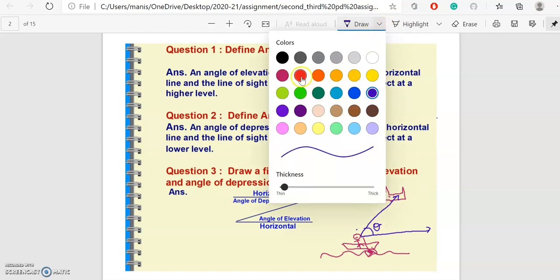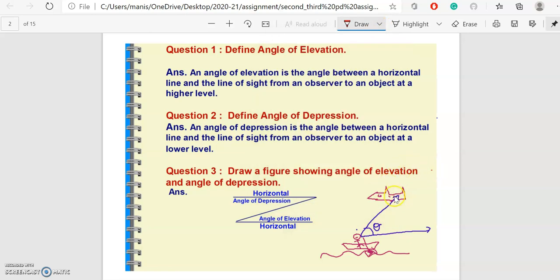Now let's see another case. A person sitting in the plane looks at this man over here. So the angle which will be formed is like this. Angle of depression is the angle between a horizontal line. In this case, the horizontal line for this person sitting in the plane is this one. So angle of depression is formed between a horizontal line and the line of sight, the red color line, from an observer. The observer is the person sitting in the plane, to an object at a lower level. So you can see there's an angle over here. In this diagram, this is one angle which is forming.